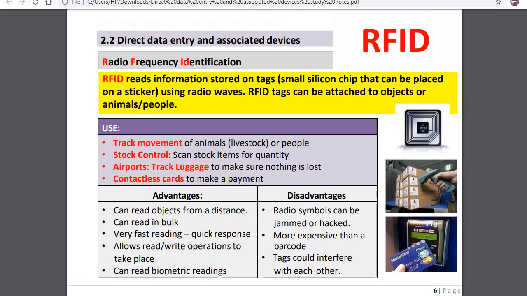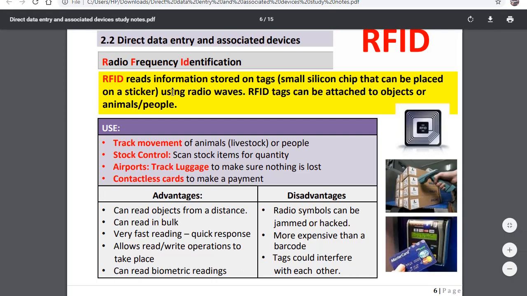Only small payments can be made. Device number 4 will be radio frequency identification, or RFID. RFID reads information saved on tags, small silicon chips that can be placed on a sticker, using radio waves. RFID tags can be attached to objects, animals, or people. Actually, RFID is similar to barcode, but it uses radio waves.